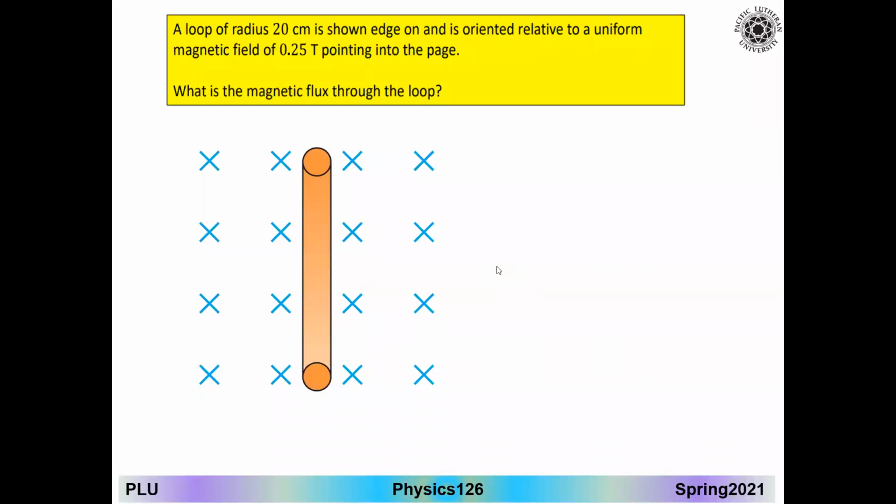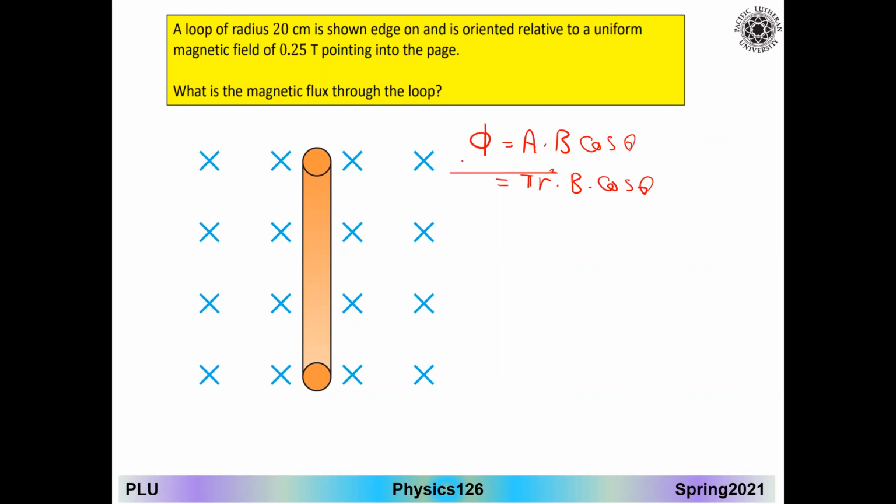Hey guys, so let's start with this example here, and we're asked to identify the magnetic flux through the loops. Just a quick reminder: the formula that we use to identify the magnetic flux is phi equals area times magnetic field times cosine theta. So for the loop, it is pi r squared times magnetic field times cosine theta.